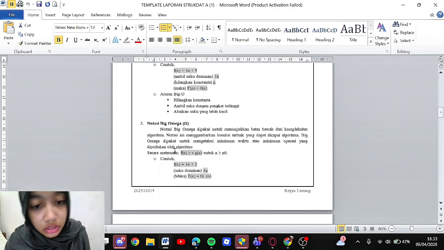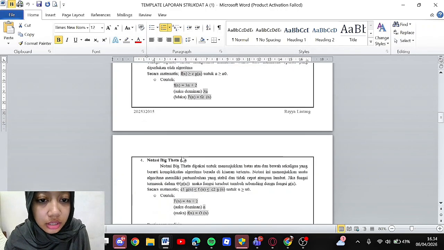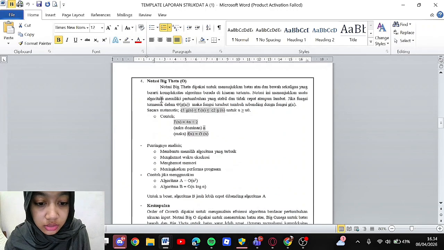Okay, we move to the third. Big omega notation is used to describe the lower bound or best case scenario of an algorithm. It represents the minimum time required for an algorithm to execute. Big omega helps us understand the best possible performance of an algorithm. And the last is big theta notation. Big theta notation describes both upper bound and lower bound. It gives a more precise description of algorithm complexity.